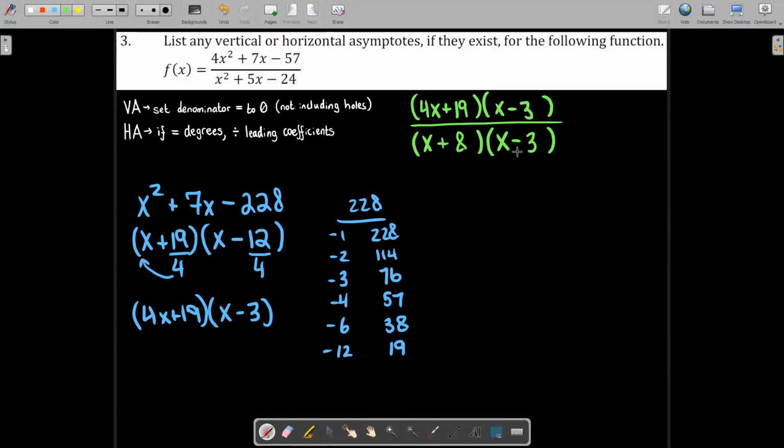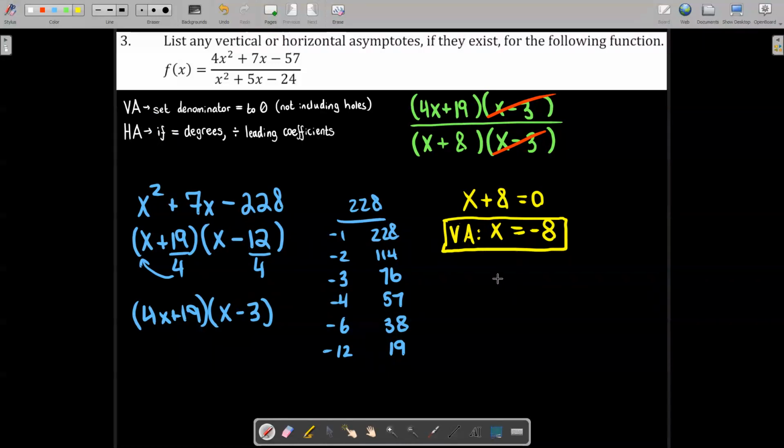Okay, so we have the factored form. The hole is going to be right here at x minus 3, or x equals 3, because these cancel out. So when we look at the only thing that's left, we have x plus 8, and we set this equal to 0. We find that x is equal to negative 8, and this is going to be our vertical asymptote, okay? So that's the first part of our answer. The second part of our answer, the horizontal asymptote, is actually very easy. That's it. My bad. Sorry. The x is equal to the vertical asymptote.